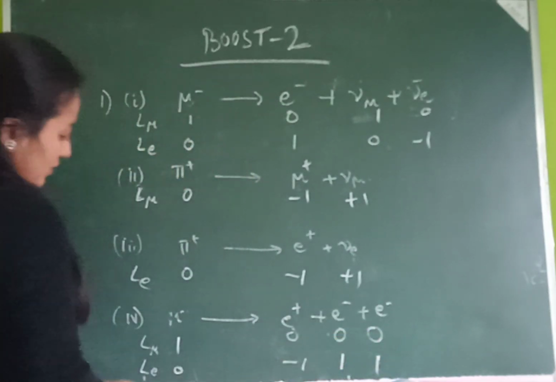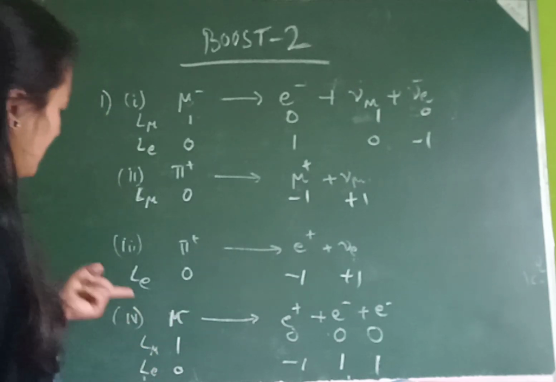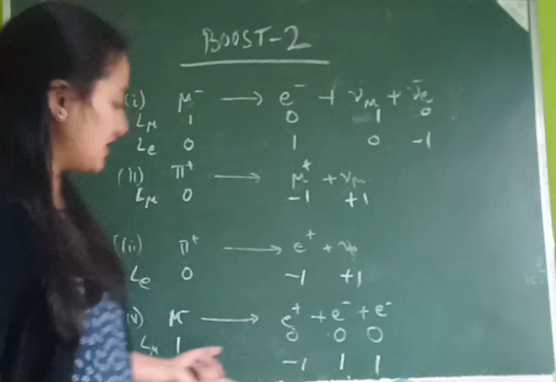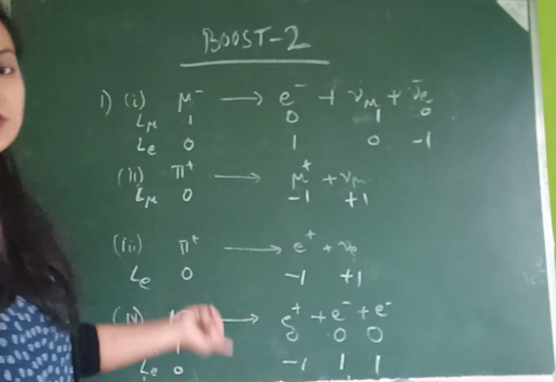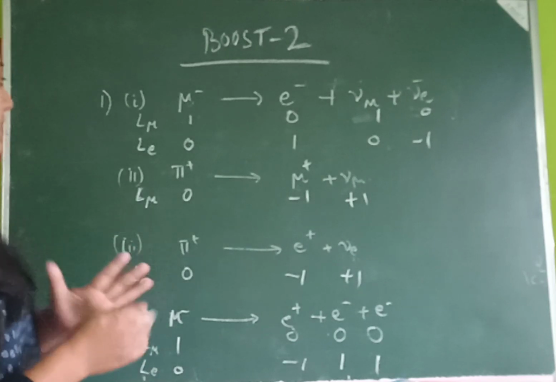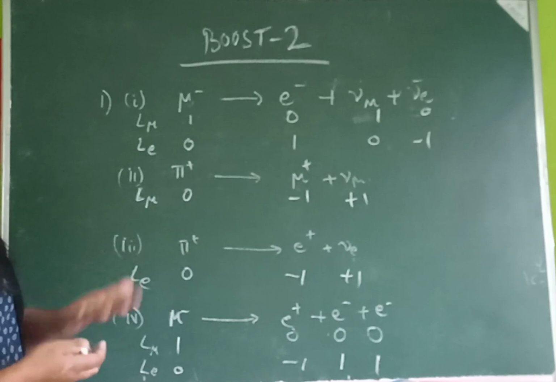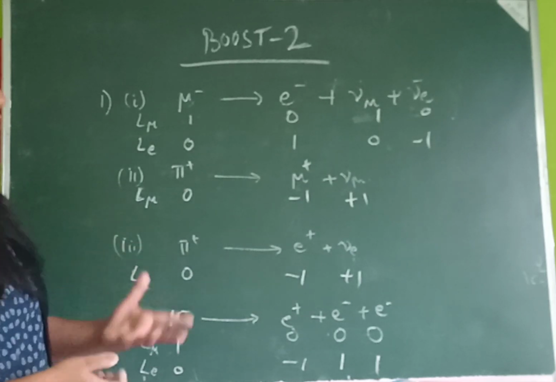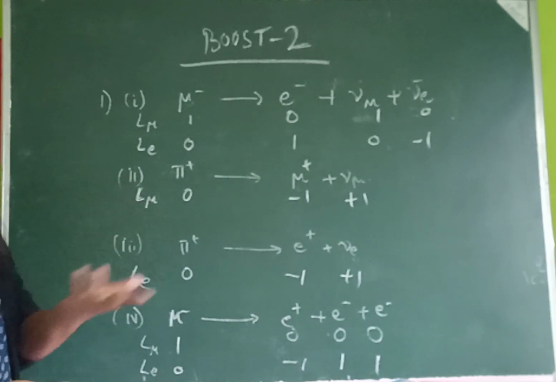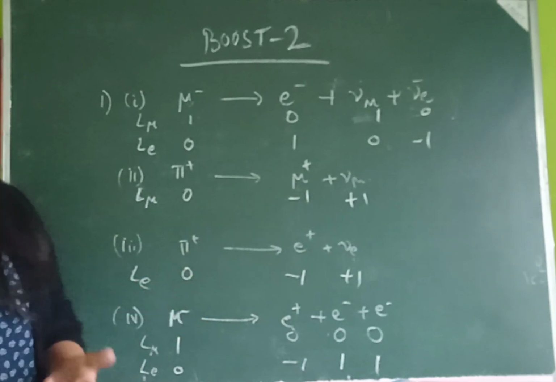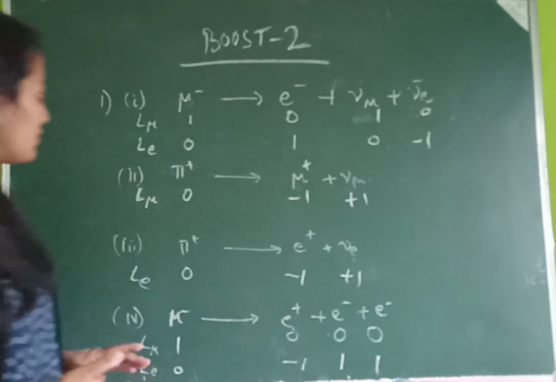So what I see here is in the last interaction my lepton number is not conserved. Both my electron lepton number and my muon lepton number are not conserved. But to solve questions like this, you must remember the electron lepton number for electrons, for positrons, for electron neutrinos and antineutrinos. All these numbers you should know. Then the question becomes very easy to solve.